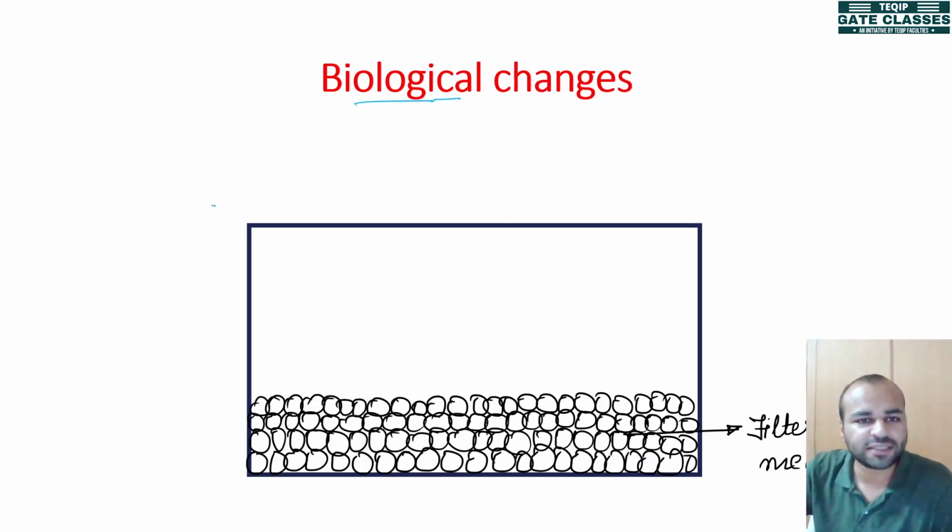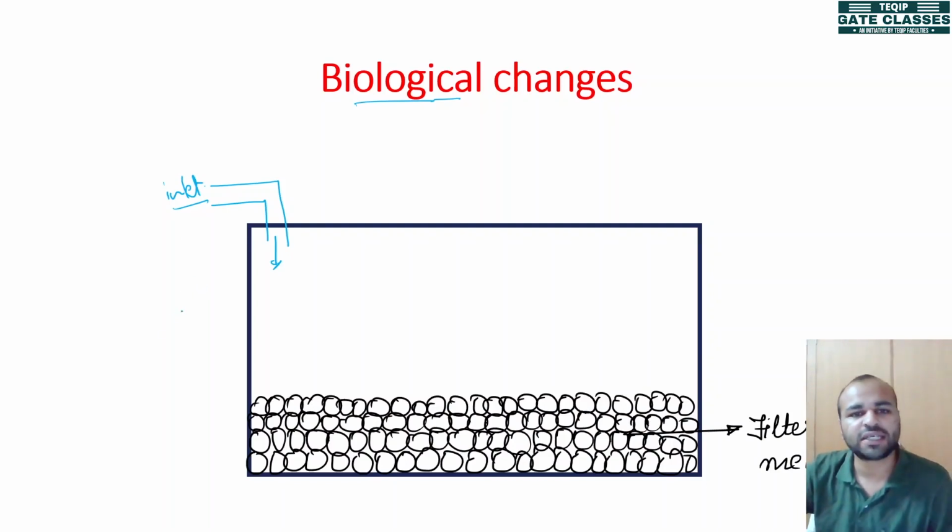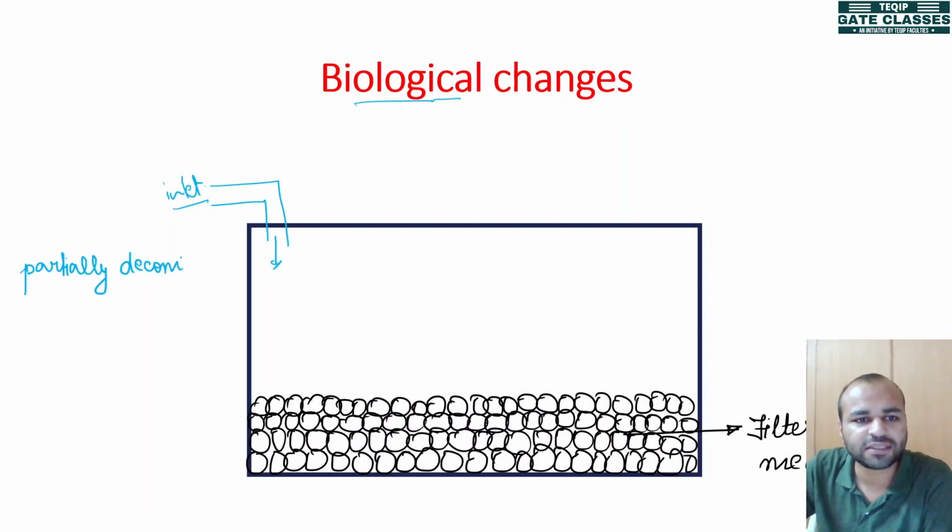Okay, so in our case, let us consider this as a filter medium and this is your inlet. So what we see in the filtration process is that along with the raw water that is coming from the previous process, on the top of the layer of this filter medium, some impurities get stuck, which are organic in nature, which we observe to be partially decomposed. Okay, so we write that partially decomposed organic matter gets stuck on the top surface of this filter medium.